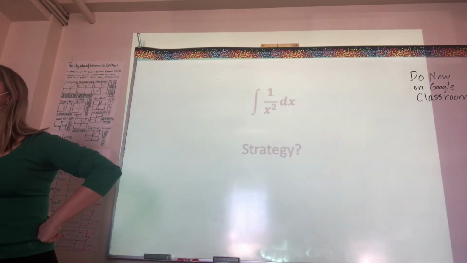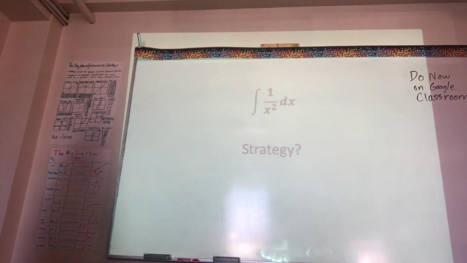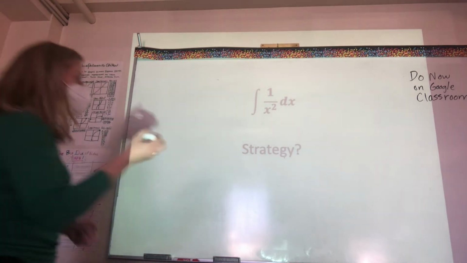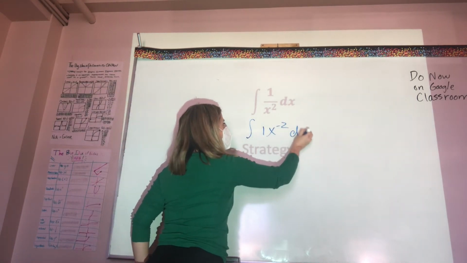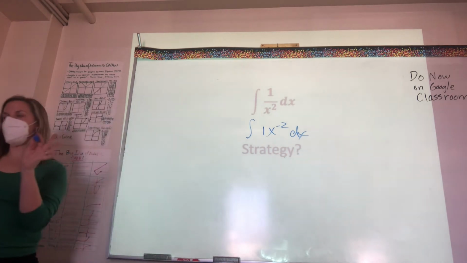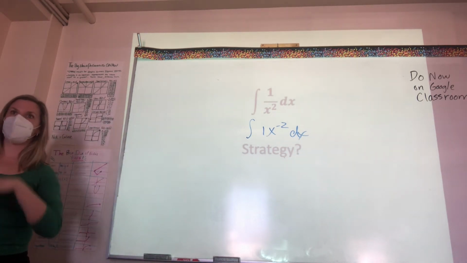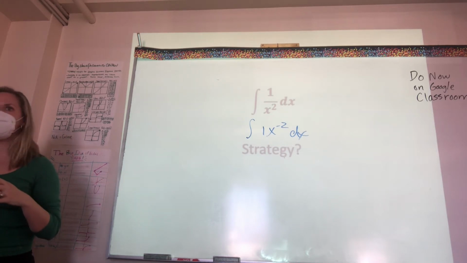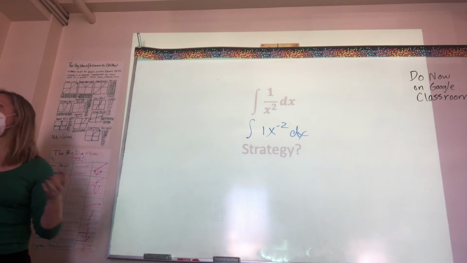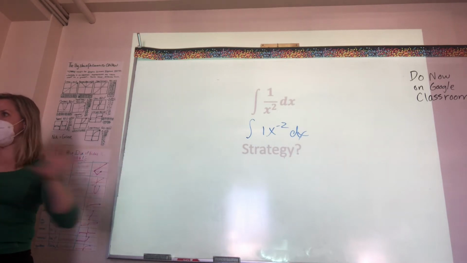1 over x to the negative 2. We haven't learned how to integrate that yet, but it's not going to be ln. It's only ln if there's an x on the bottom, not an x squared or an x cubed. It could be 1 over 3x, or 1 over x plus 7, but it's not x squared. Basically, it's a linear term on the bottom. Does it matter what's on the top?